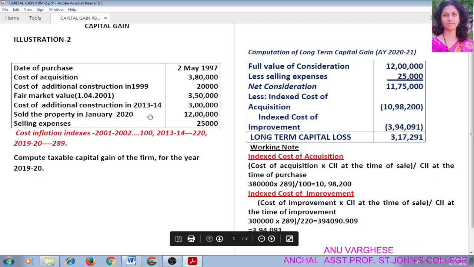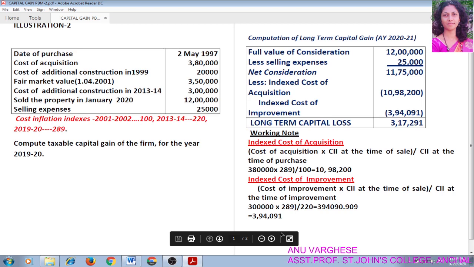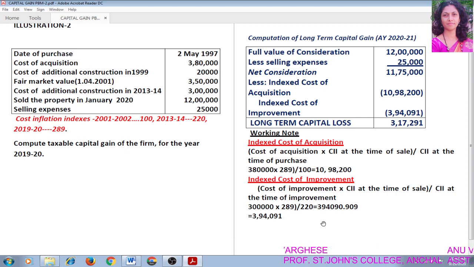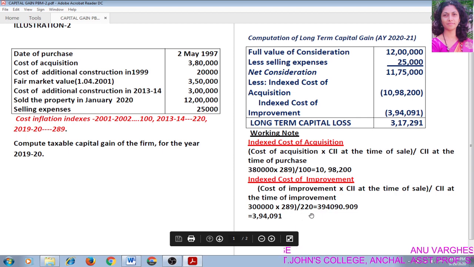Cost of improvement is 3 lakhs. So 3 lakh into cost inflation index at the time of sale, that is 289, divided by cost inflation index at the time of improvement. So cost inflation index during 2013-14 is 220. So divided by 220, we are getting 3,94,090.90. We can round off this to 3,94,091. We can deduct indexed cost of improvement 3,94,091.